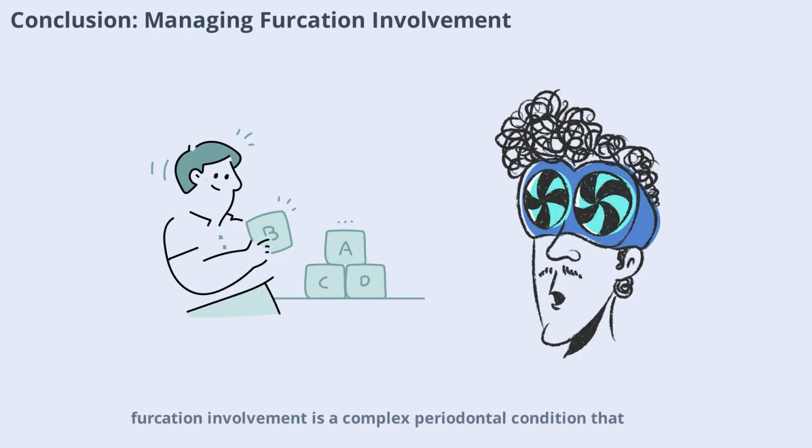In summary, furcation involvement is a complex periodontal condition that requires careful diagnosis and a tailored management approach. By understanding the anatomy, etiology, clinical features, and available treatment options, dental professionals can significantly improve patient outcomes. Remember, early detection and consistent plaque control are the cornerstones of successful management.